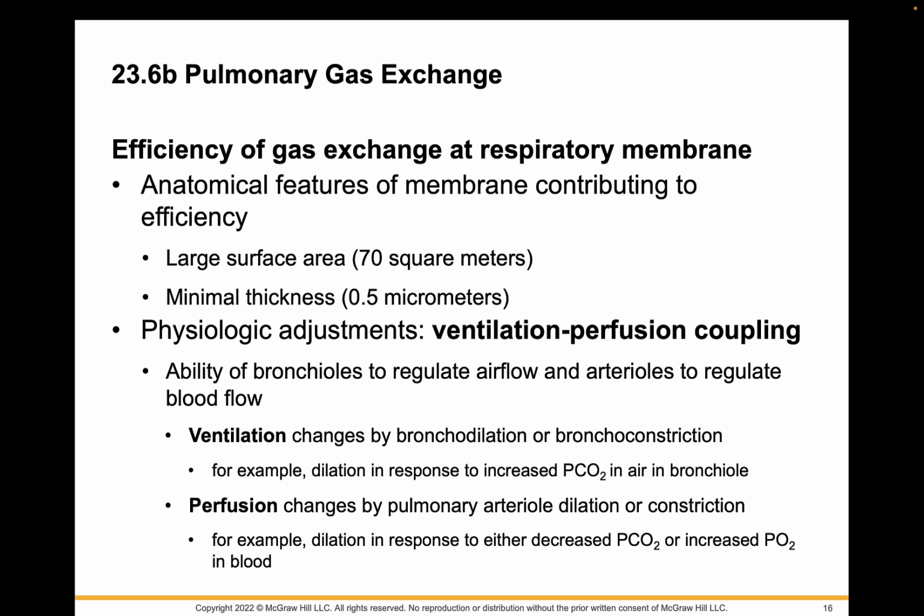This is the ability of bronchioles to regulate airflow and arterioles to regulate blood flow. Ventilation is going to be changed by bronchodilation or bronchoconstriction. For example, dilation will happen in response to increased PCO2 of air in the bronchiole. Perfusion will change by pulmonary arterial dilation or constriction. For example, dilation in response to either a decreased PCO2 or an increased PO2 within the blood.